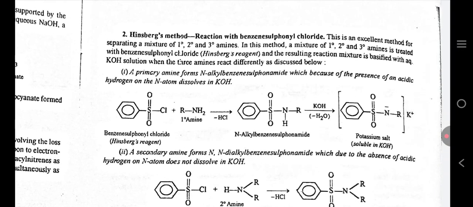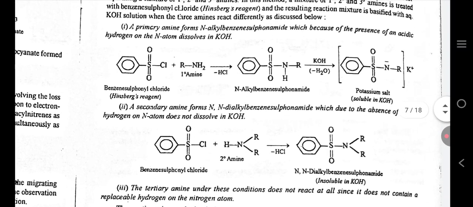Hinsberg method: reaction with benzene sulfonyl chloride. This is an excellent method for separating a mixture of primary, secondary and tertiary amines. In this method, a mixture of primary, secondary and tertiary amines is treated with benzene sulfonyl chloride and the resulting reaction mixture is basified with aqueous KOH solution, when the three amines react differently as discussed below.